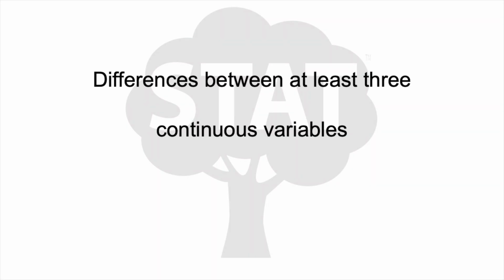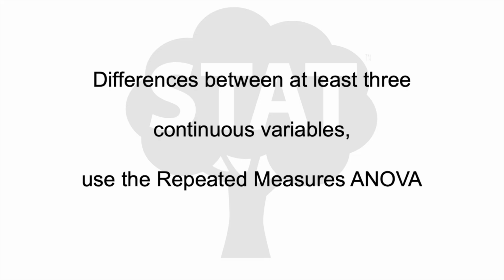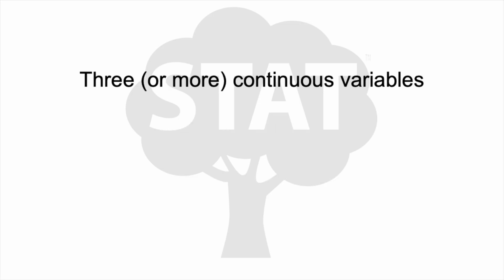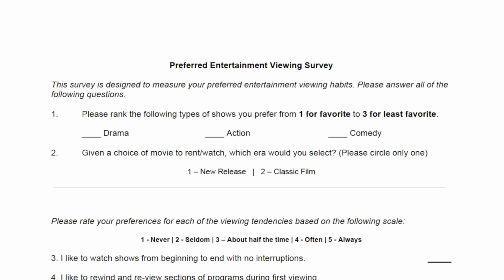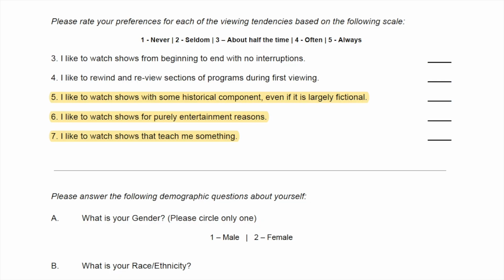To test whether there are differences between three or more continuous variables, the one-way repeated measures ANOVA would be appropriate. You will need three continuous variables in order to run this test. In looking at the preferred entertainment viewing survey, any three of the scale questions, 3 through 7, would be appropriate for the continuous variables for our demonstration. For this demonstration, we will use questions 5, 6, and 7.